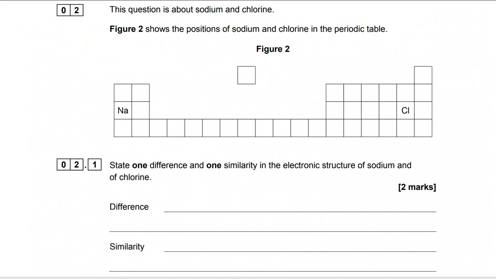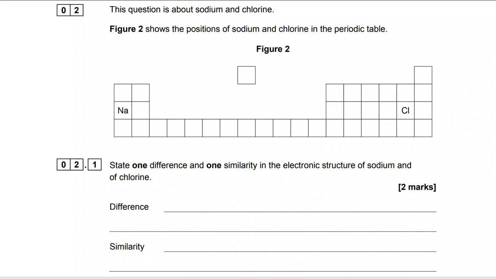In 2, the question is about sodium and chlorine, and figure 2 shows the positions of sodium and chlorine in the periodic table. State one difference and one similarity in the electronic structure of sodium and chlorine. Well, let's start by looking at their electron configuration.